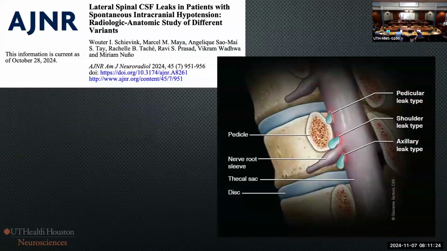Dr. Shivink went into a great deal of detail in this article recently in the AJNR. If you see contrast out laterally, he describes what he's found surgically. And as I said before, he's found tears at the shoulder and in the axilla of the nerve root. And this is responsible for lateral CSF leaks. And again, you'd want to do this myelogram decubitus if you thought that the CSF leak was lateral because of where you saw it on MRI imaging.